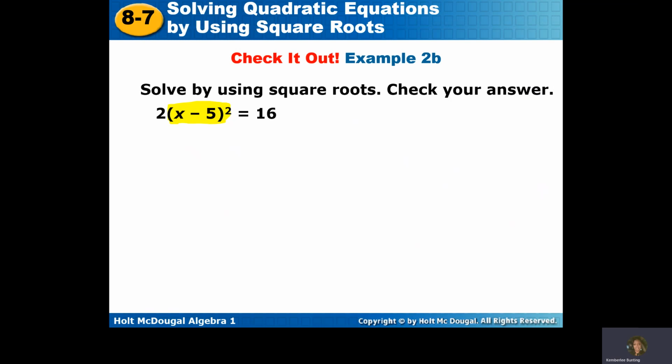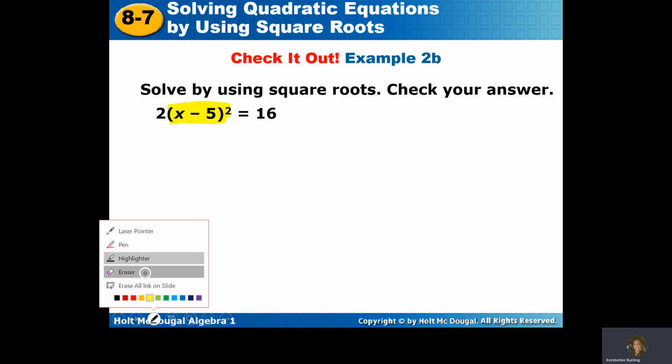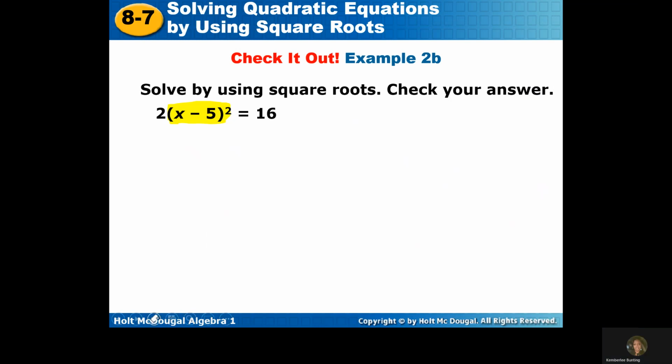Okay, how am I going to move the 2? Well, that literally says 2 times the quantity of x minus 5 squared, right? 2 times. How do you undo multiplication? So I'm going to divide both sides by 2. And by doing so, I now have the quantity of x minus 5 squared is equal to 8.